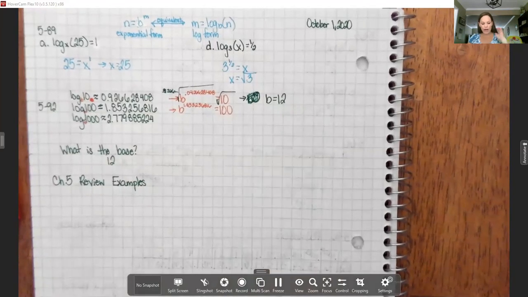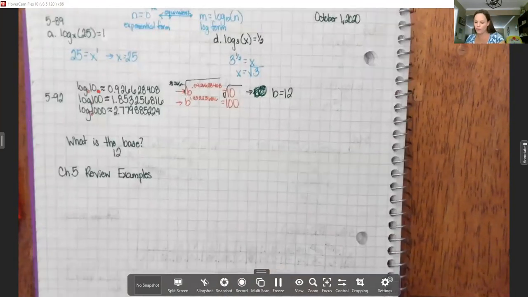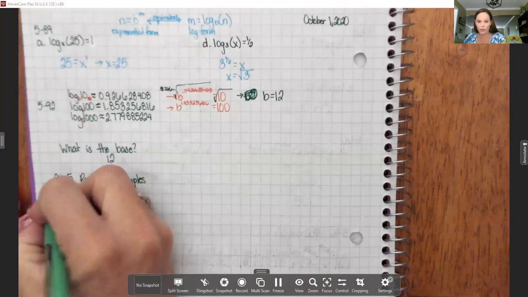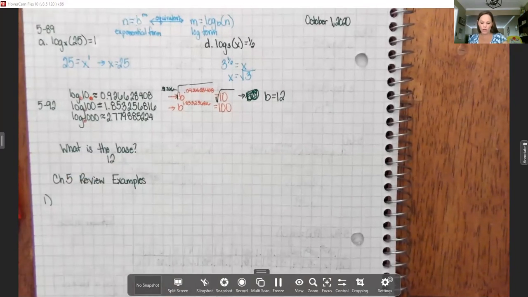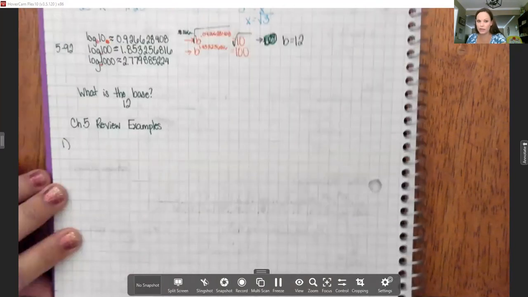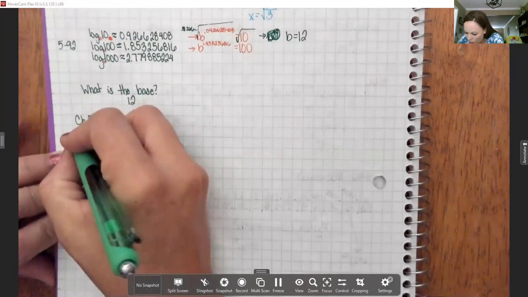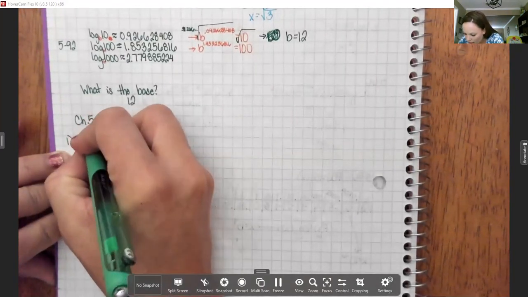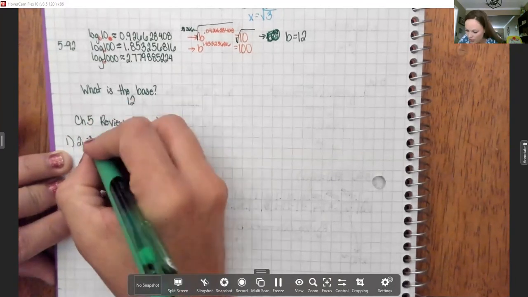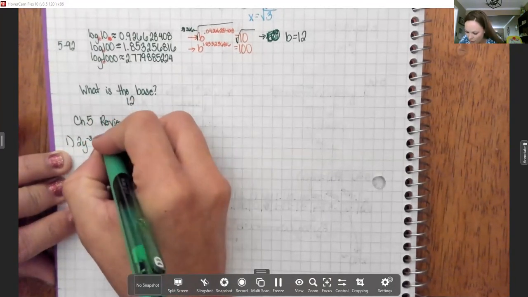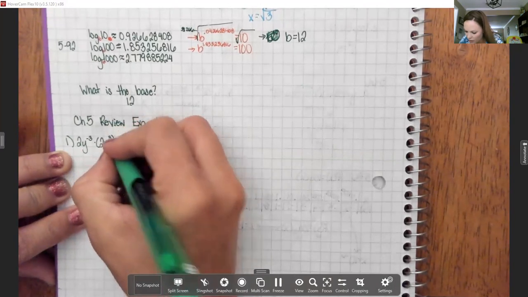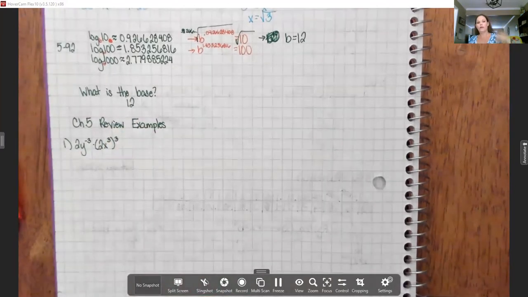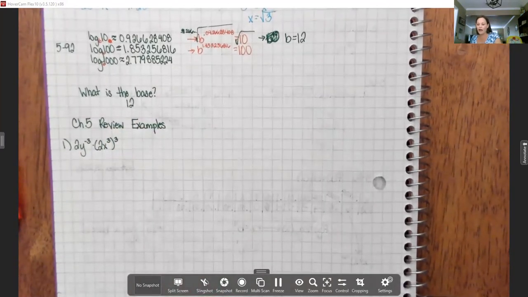Sorry, we have 10 problems that we're going to do here. So number 1 is 2y to the negative third times 2x cubed in parentheses all to the third power. And the directions say to simplify and only have positive exponents.